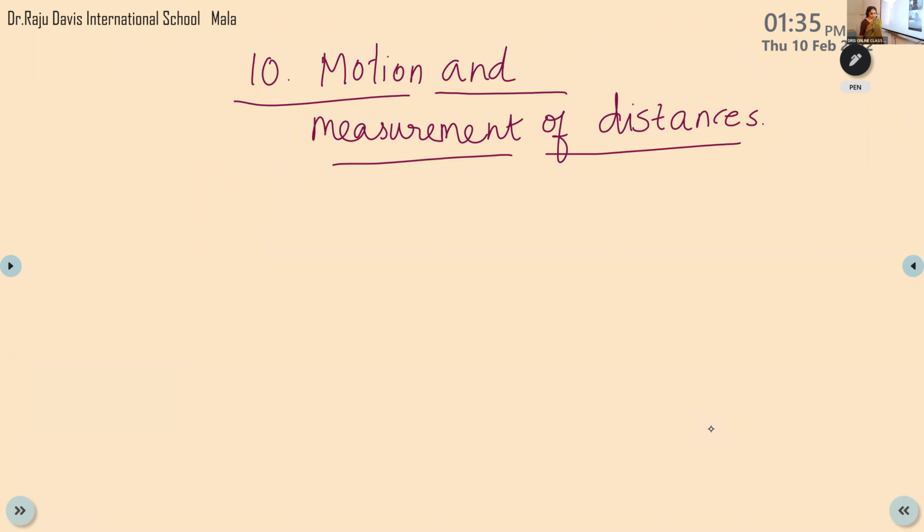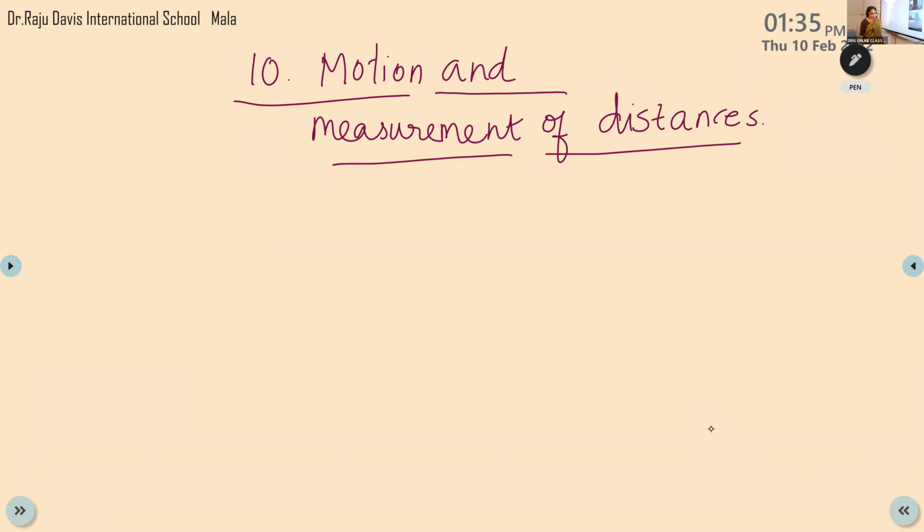So can we give the definition for motion? Ma'am, motion happens when we move from one place to another place. Okay, good. So movement of an object is called motion. Is it clear? Movement of an object is called motion.